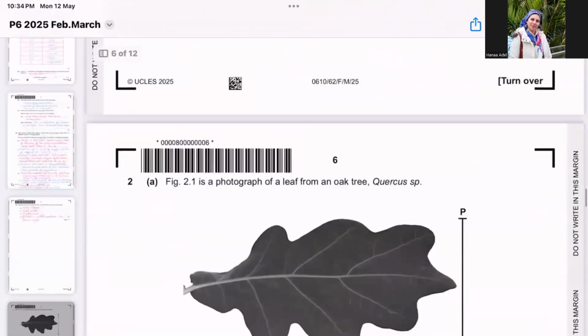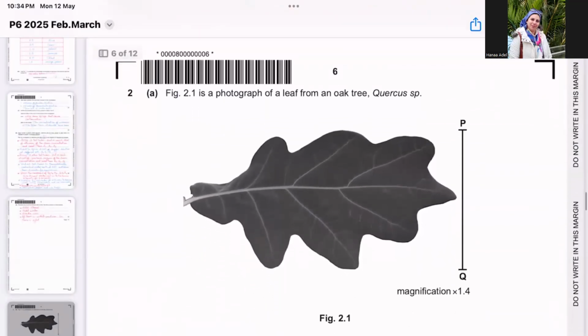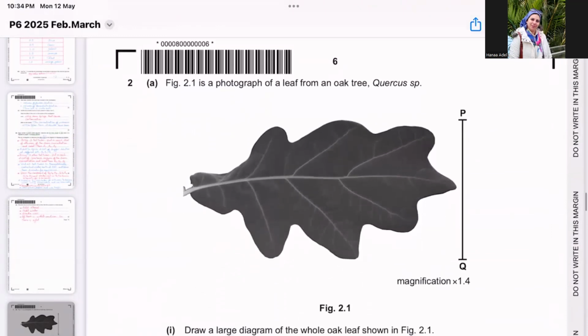Next question. This is a photograph of a leaf from an oak tree. Draw a large diagram of the whole oak leaf that is shown. Right, this is the leaf. How can we draw it? We have to make an analysis of this figure. Firstly, to make it easier to draw, choose the size of the leaf to be bigger, and use much of the space below to draw it.